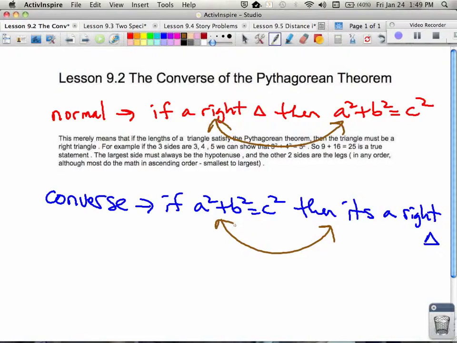And they use the letters A, B, and C, of course. So the big idea in lesson 9.2 is that the Pythagorean theorem can go forwards or backwards, or in other words, its converse is also true.